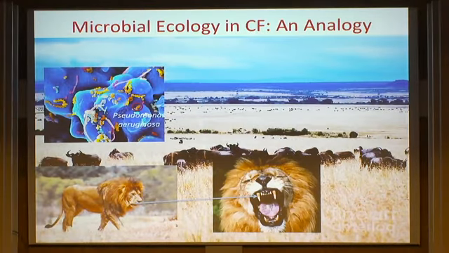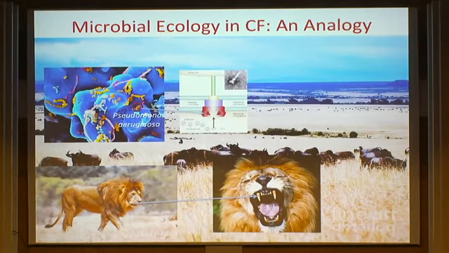But in reality, this is kind of like going to the African savanna and not just studying the lions, but only studying the lions, and even going as far as studying the lion's teeth and learning everything you possibly could about how the lion's teeth are used to tear apart a zebra or something. In some ways, this is what's happened in the history of CF microbiology.